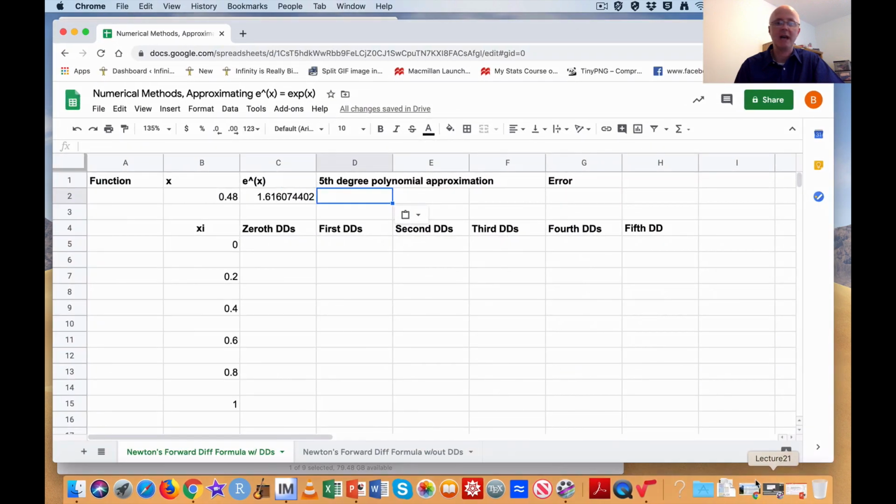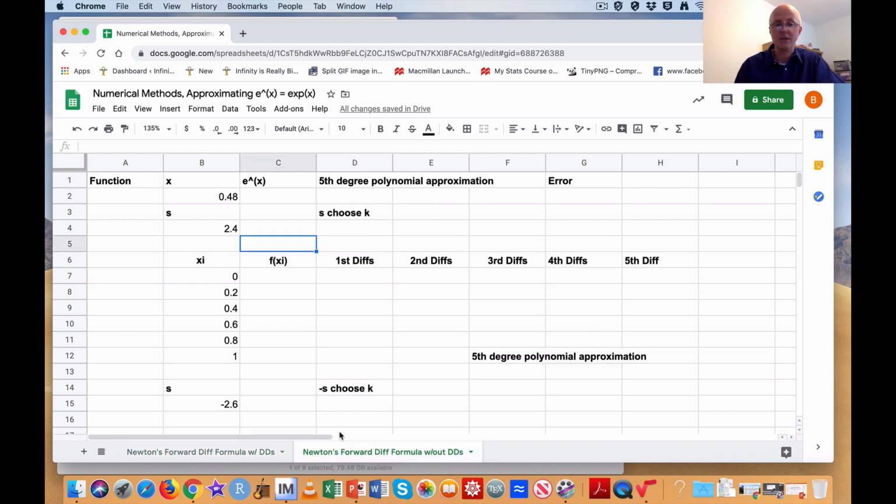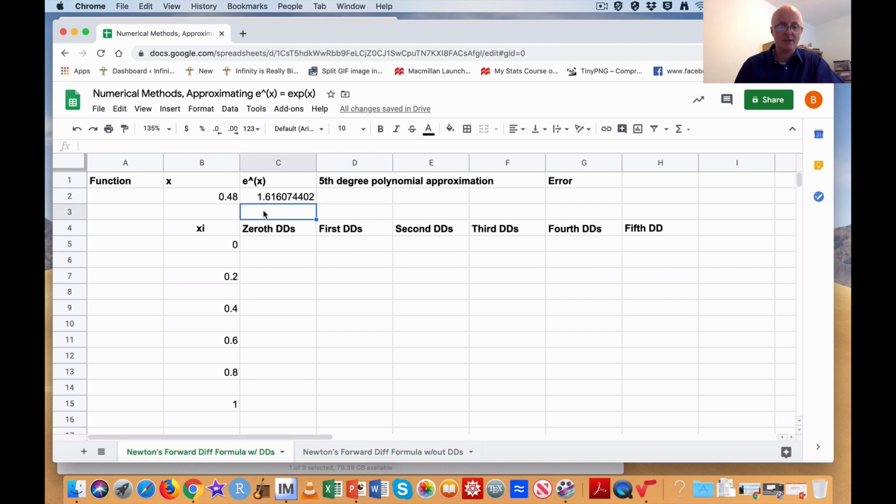And let's double check the approximations both with the divided differences on this sheet and also the forward differences on this sheet right here. So let me just clear this out. To first find the more precise value of e to the x, when x is 0.4, I can do equals exp of b2 right there. That'll compute e to the 0.48. To as many decimal places as you see, I'm sure this is as accurate as you can get, 1.616074402.